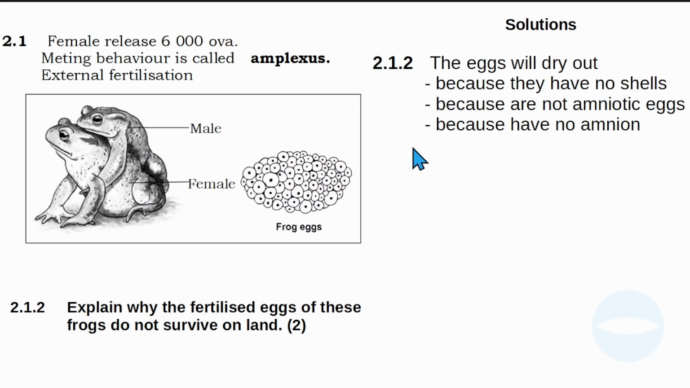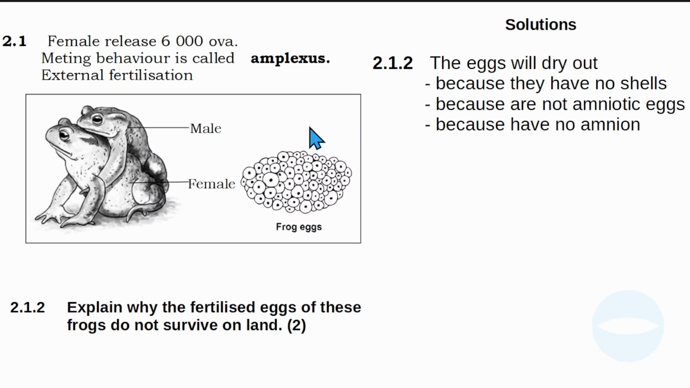When you write this, make sure you explain, because the examiner wants to make sure that you understand what you are saying. If you only say the eggs will dry out, you might get 1 mark. You must give a reason why the eggs will dry out. So these are 3 reasons. You may choose only one.